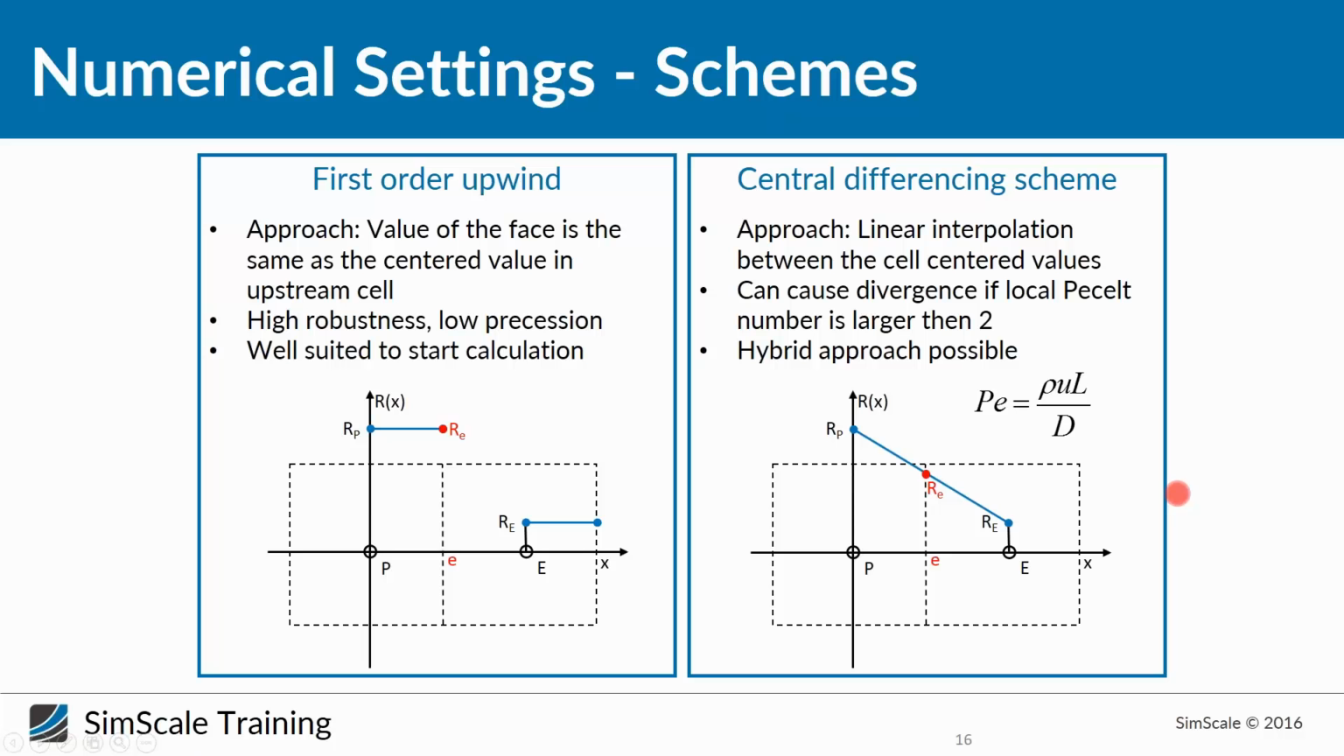This approach works only for a so-called local Peclet number smaller than 2. The Peclet number is similar to the Reynolds number, a dimensionless number used in fluid mechanics, calculated from density, velocity, length divided by, I think, d, which is not the diameter but another value. Here you can also use a kind of hybrid approach, which uses, for example, first order upwind when the local Peclet number is too large and switches automatically to the central differencing scheme in case it's necessary.